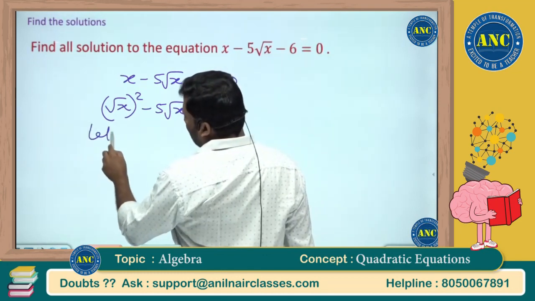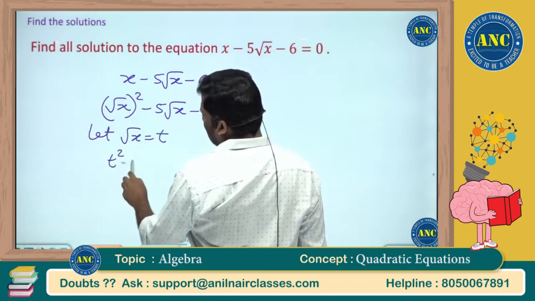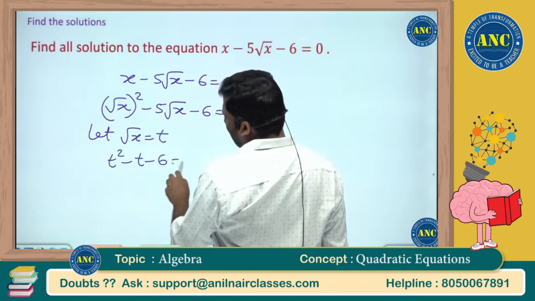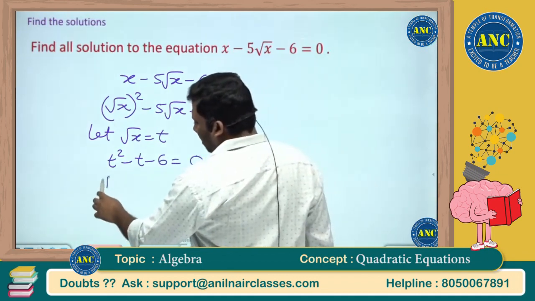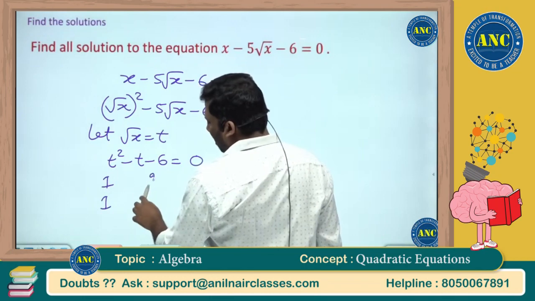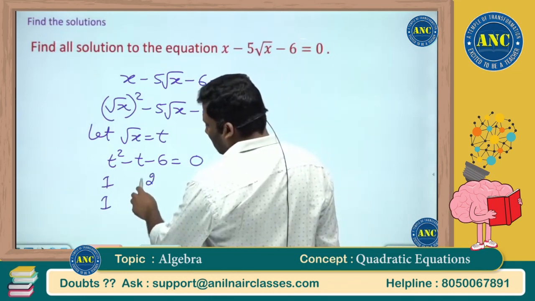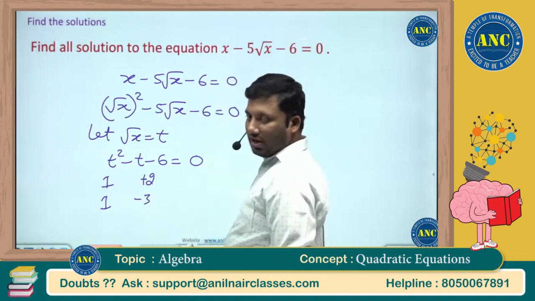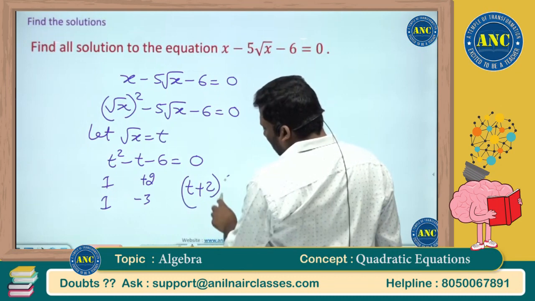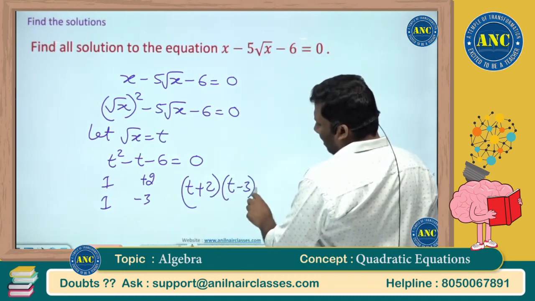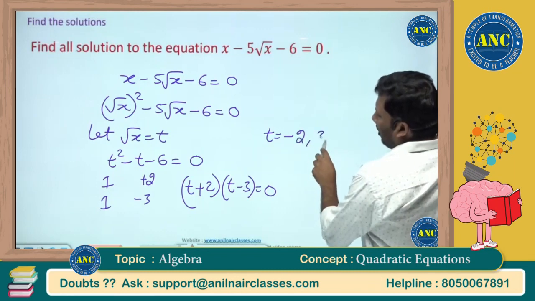Let root x equivalent to t. If root x equivalent to t, t square minus t minus 6 equivalent to 0. The roots are 2 3s are 6. So it is minus 3 into plus 2 is minus 6. So it is t plus 2 into t minus 3, it is equivalent to 0. T will become minus 2 and 3.